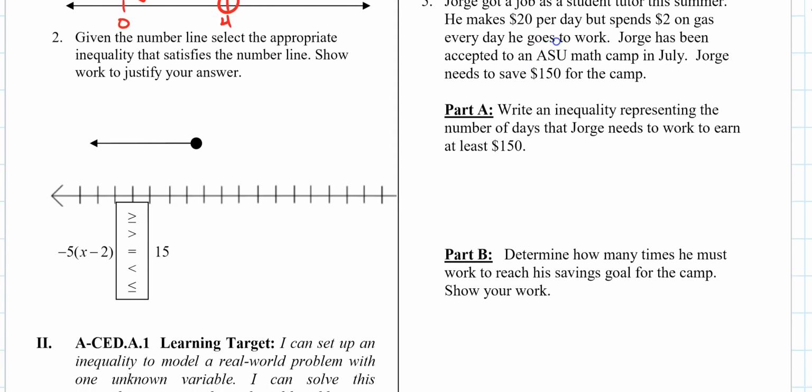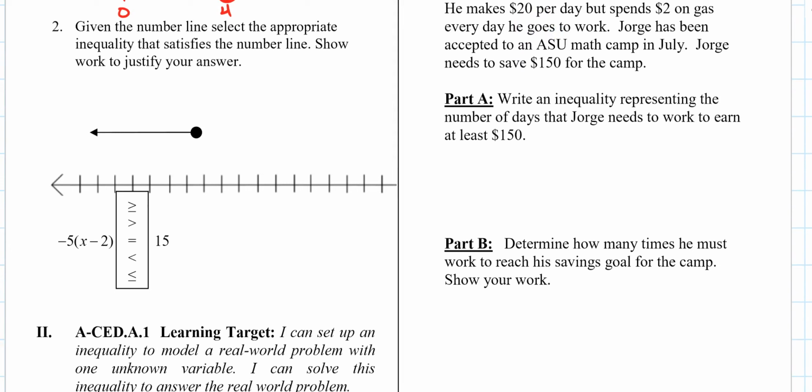Number 2, given the number line, select the appropriate inequality that satisfies the number line. Show work to justify your answer. So this one, we're given 2 halves of an equation, negative 5 times x minus 2, and 15, and we have to decide which of these inequalities could match to make the graph above. Well, what do we notice about the graph above?